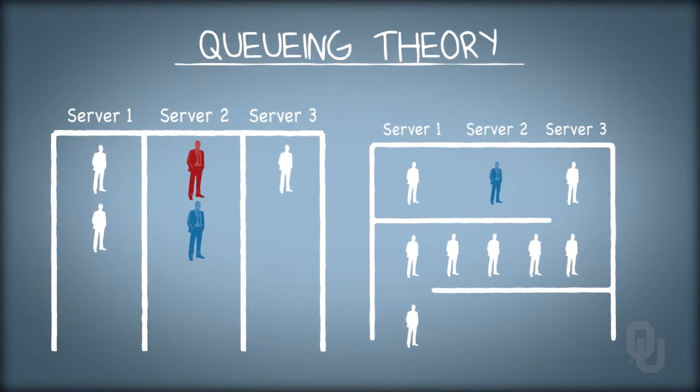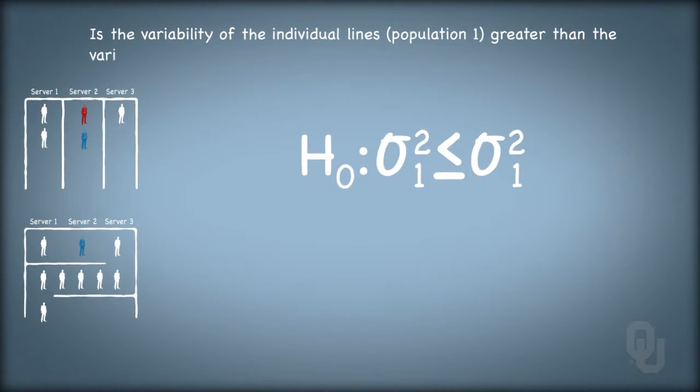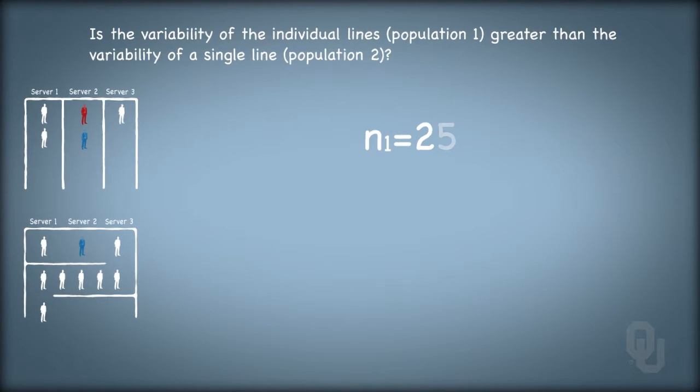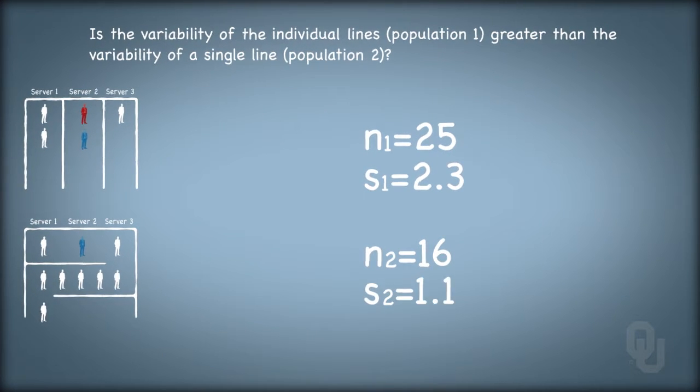Let's say we set up an experiment to explore the difference in variances in waiting times resulting from these two queue designs. And we want to know, is the variability of the individual line, which we'll call population 1, greater than that of the variability of a single line, which we'll call population 2? Say we collected a sample of 25 individuals serviced in individual lines under conditions of average busyness, and we found a standard deviation of waiting time of 2.3 minutes. And we collected a sample of 16 individuals serviced from a single queue, and we found that they had a waiting time standard deviation of 1.1 minutes.